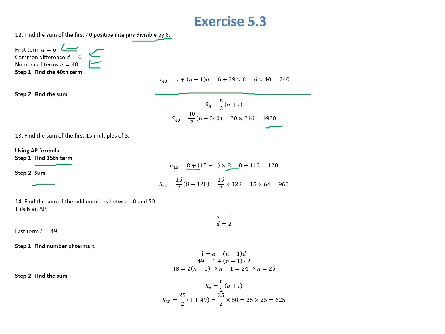Find the sum of the odd numbers between 0 and 50. So the first number is 1 and then every number is incremented by 2, so d is equal to 2. When we solve it for the value, we get the final answer as 621. We'll move to the next slide.